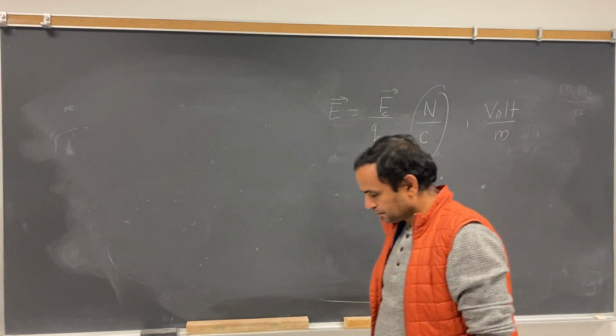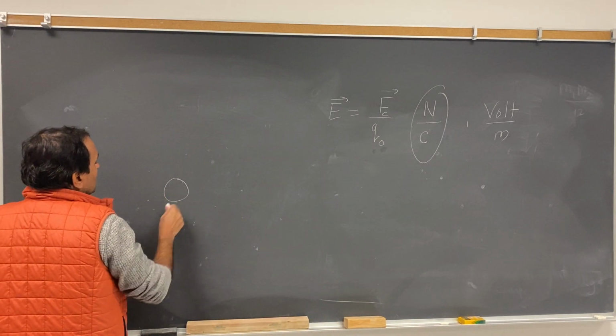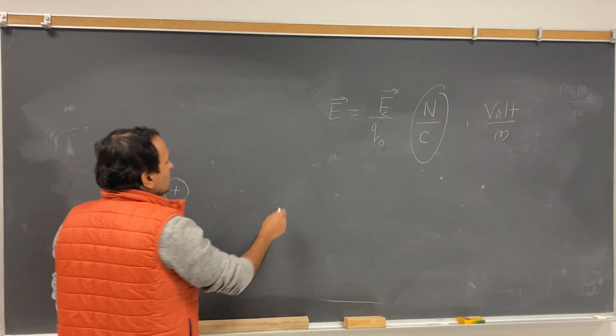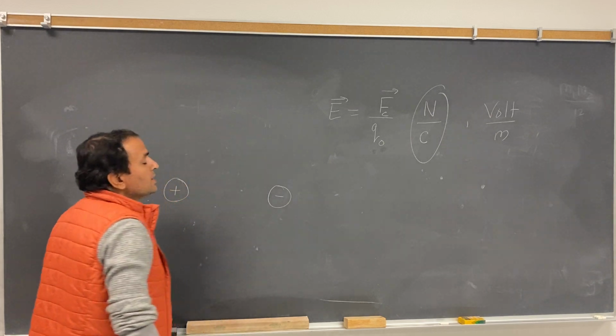Okay, so for example, let us suppose this is the positive charge here, and this is a negative charge. So what is the direction of the electric field?